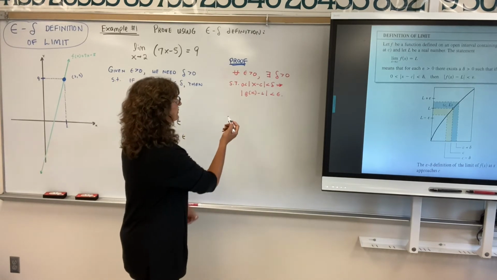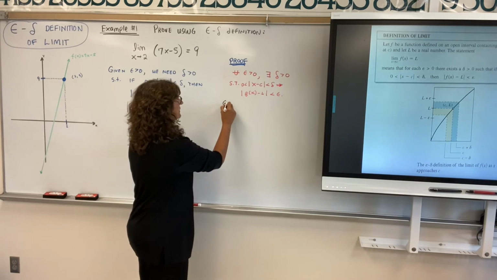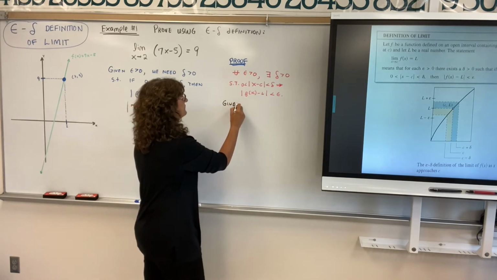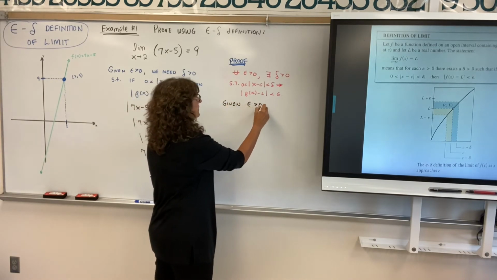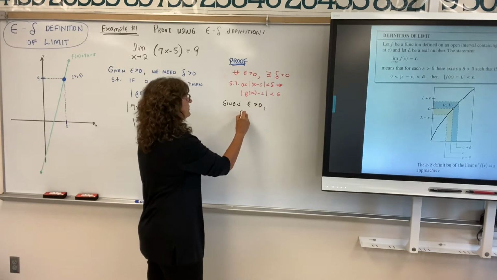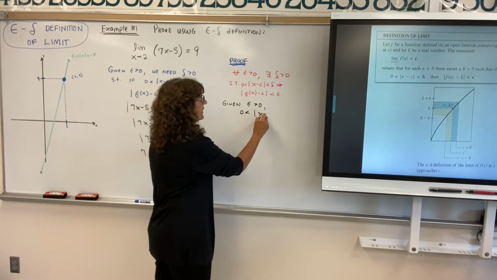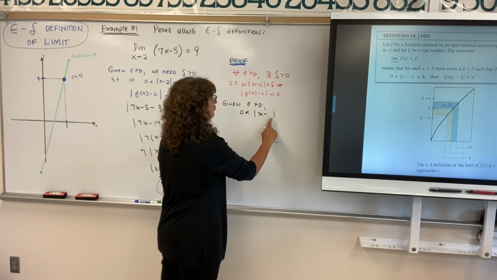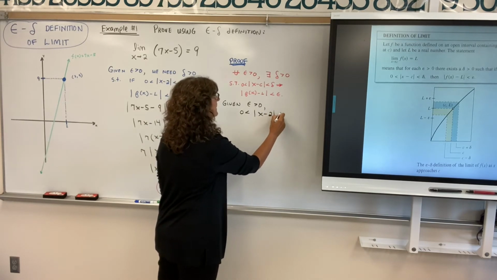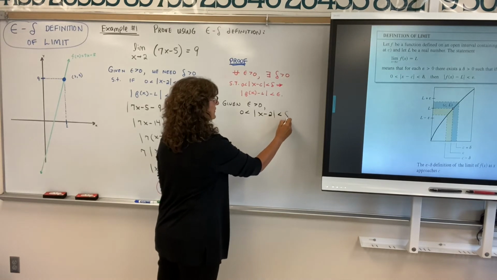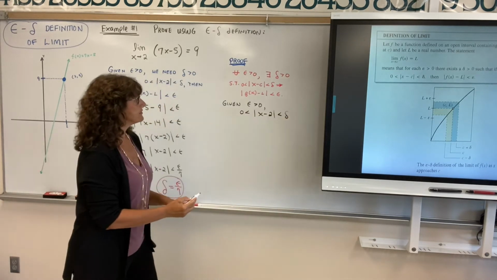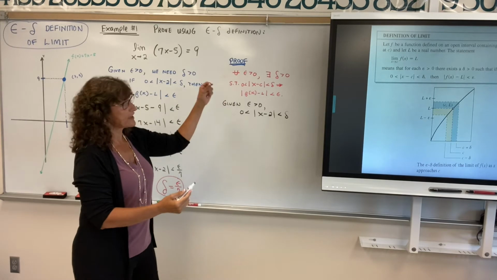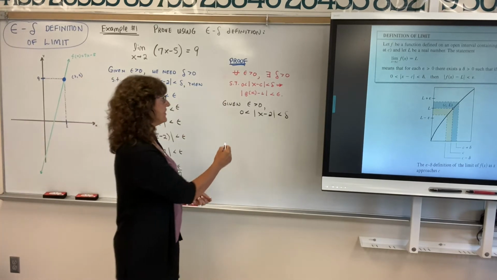So let's go ahead and write the proof. We're given epsilon greater than 0, and we have 0 is less than the absolute value of x minus 2 is less than our delta. This is how we're going to start, because after the word "if," you have to start with that statement.